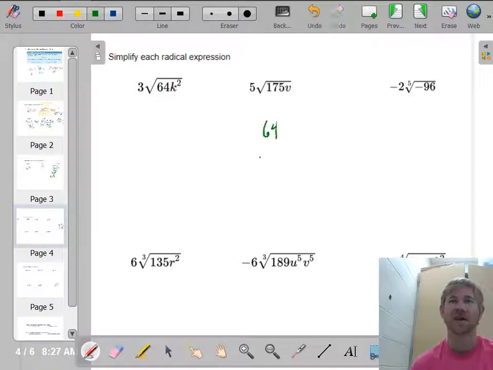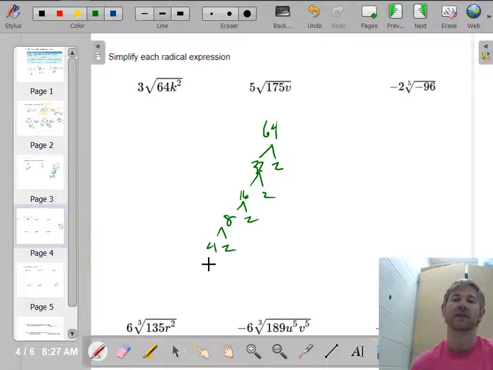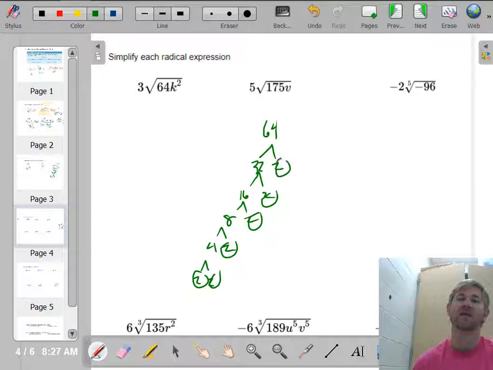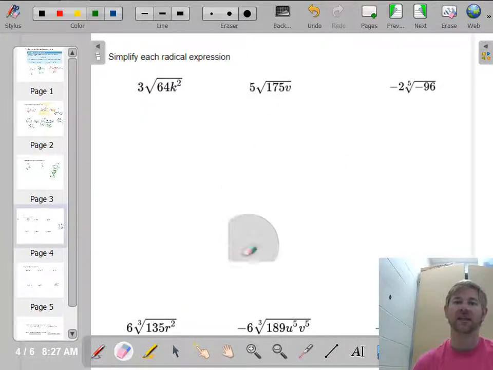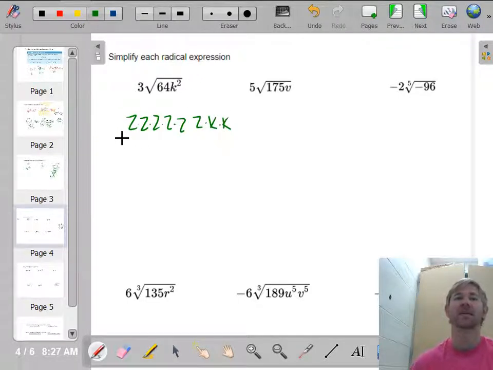If it helps you, make a factor tree like 32 and 2, 16 and 2, 8 and 2, 4 and 2, oh no, we're out of space, and then 2 and 2. So 64, we just did this, was 1, 2, 3, 4, 5, that's 2 to the 6th power. So if I factor 64, I'm going to put 2 times 2 times 2 times 2 times 2 times 2. That's 6 2's, and k squared is k times k. So that's all underneath the root. I'm trying to draw that better, like this. The 3's on the outside.